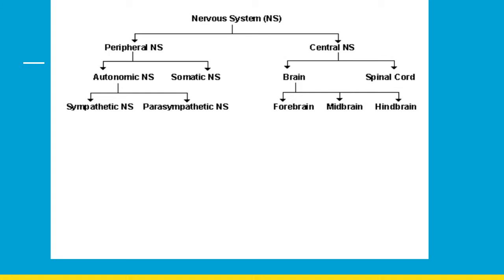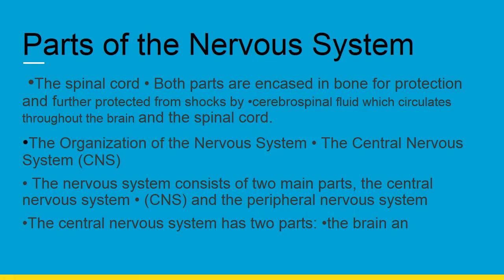On the other hand, under the central nervous system, we have the brain and the spinal cord. And under the autonomic nervous system, we have the sympathetic nervous system and the parasympathetic nervous system. And the brain is divided into three parts, the forebrain, the midbrain, and the hindbrain. Now look at the parts of the nervous system.